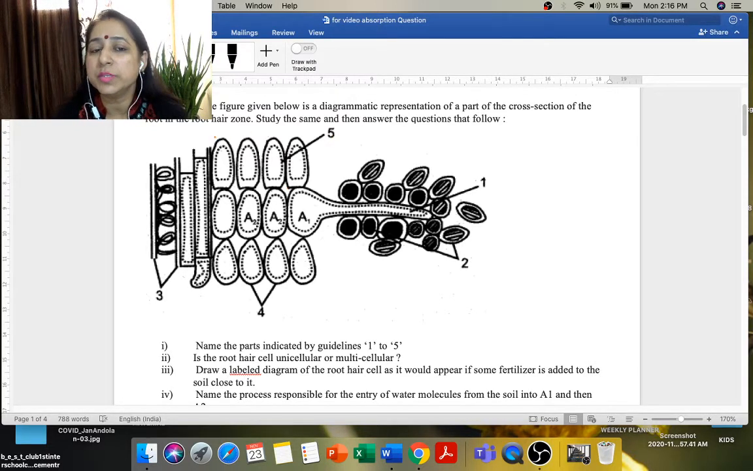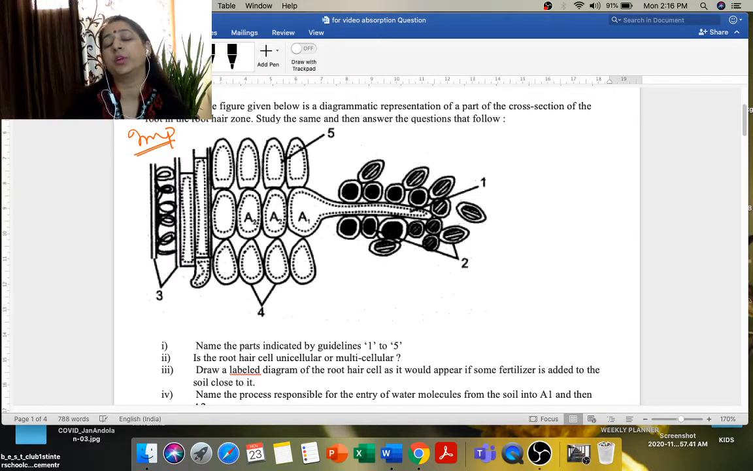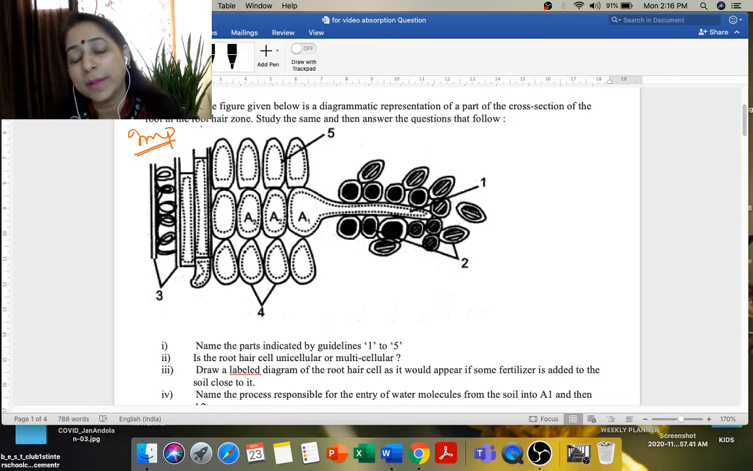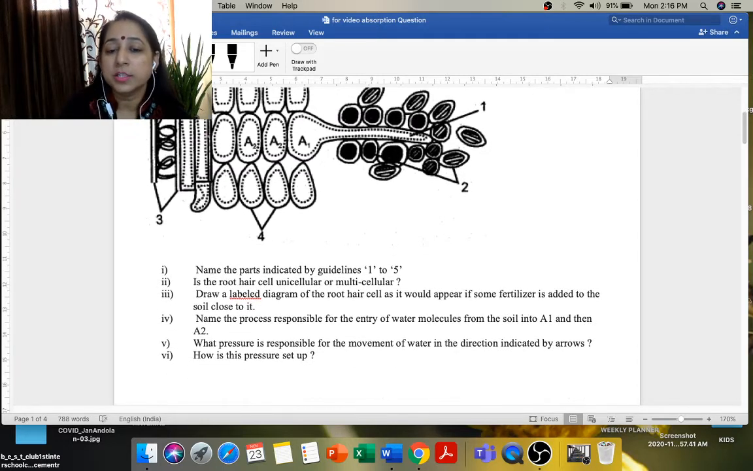Now this is a very common and a very important question. Why do I call it important? If you go through the previous board papers, you will see that you have this question in every alternate paper. So this question becomes very important. When we talk about the question, the diagram will remain the same, but of course the questions which follow can differ.